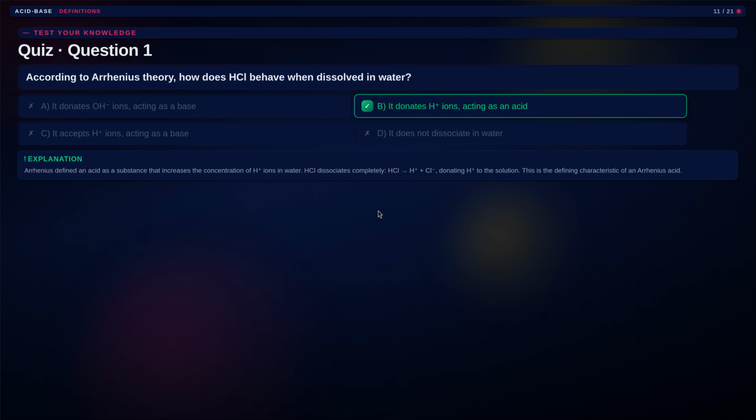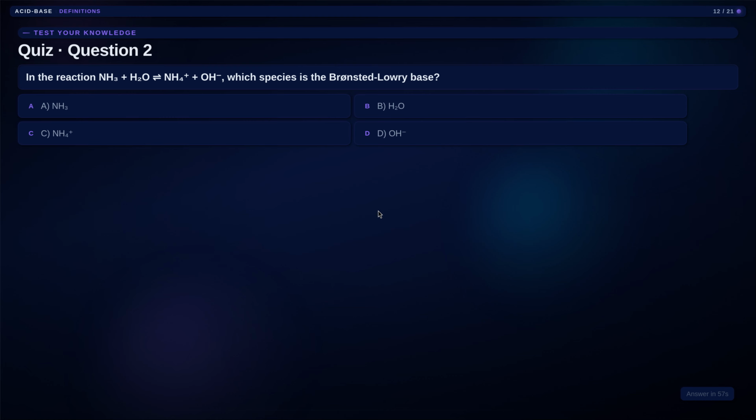Quiz question 2. In the reaction NH3 + H2O giving NH4+ and OH-, which species is the Bronsted-Lowry base? Option A, NH3. Option B, H2O. Option C, NH4+. Option D, OH-.